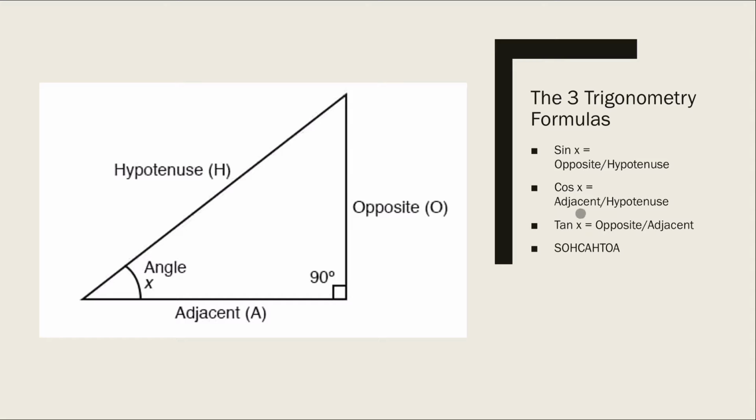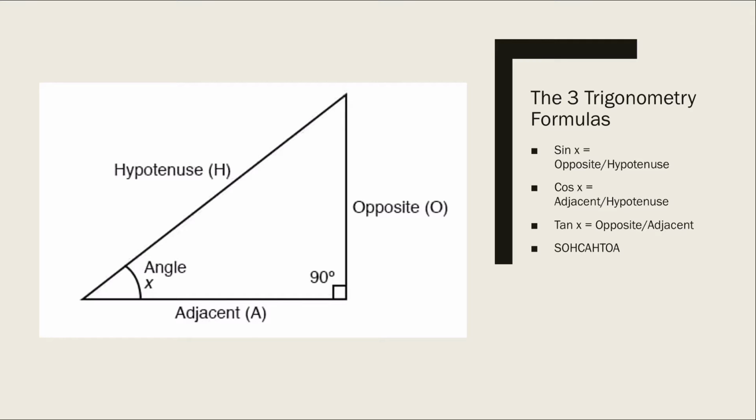The C stands for cos. So cos x is equal to the A, adjacent, over the H, hypotenuse. This is adjacent to the angle, obviously. Then the T is tan. So it would be tan x is equal to the opposite, because of the O, over the adjacent. These are all relative to the angle, apart from the hypotenuse.